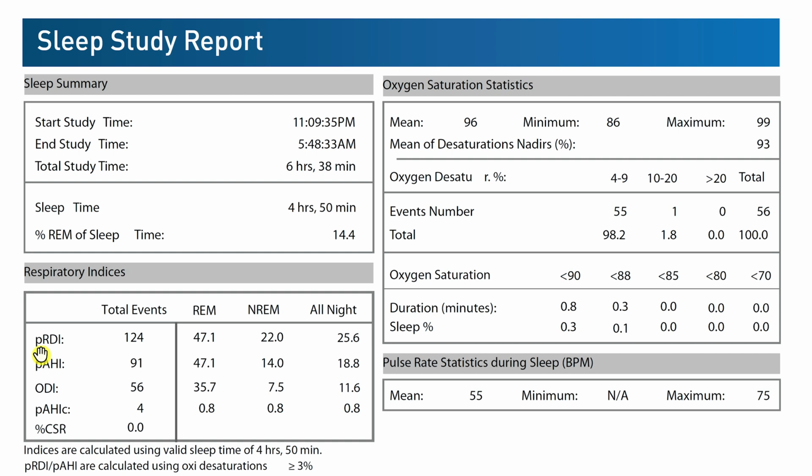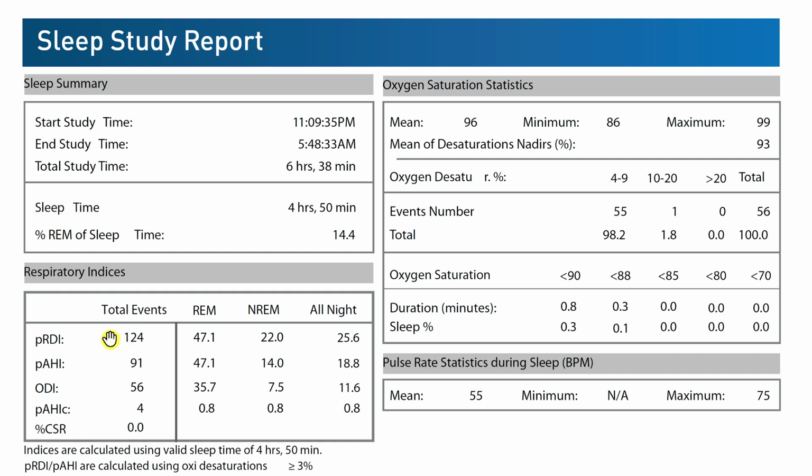Telemetry, and it's not a true RDI, as in the RDI that you would get, for example, from a type 3 study or a type 1 study. This is a type 4 study. The PRDI, we had 124 events in the entire night. So total events, this is the total number of events that fall under the RDI definition that occurred while asleep.